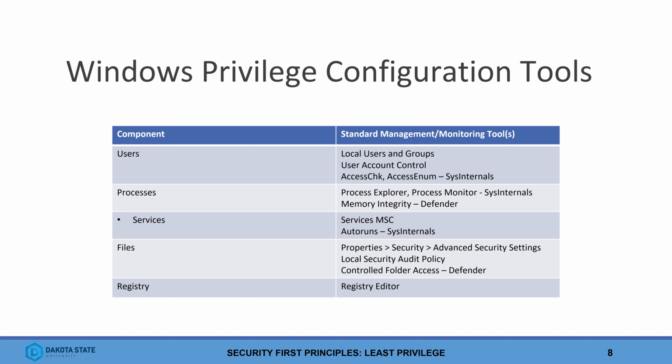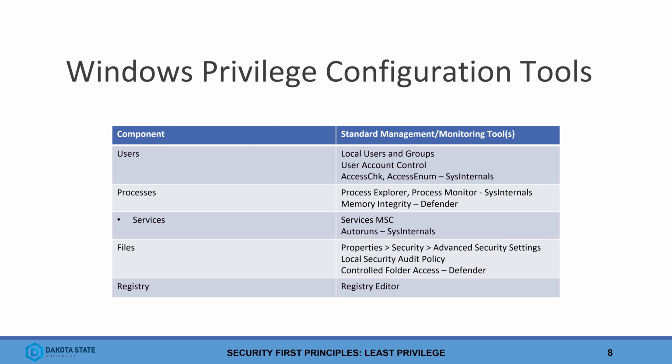These can be configured from the Services Management Console, and they can also be configured via the AutoRuns utility in Sysinternals, which can find potentially hidden services starting at startup and at other points on your system that are not listed in the Services Management Console. For files, the Advanced Security Settings dialog box under Properties is the typical way to manage file permissions on Windows.